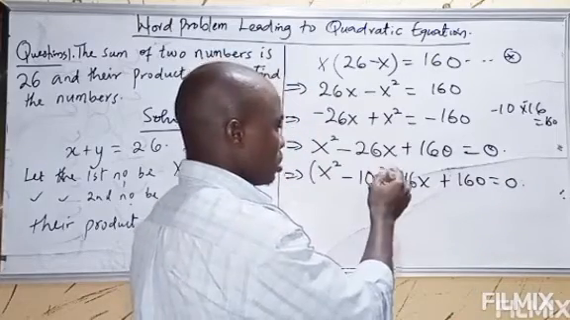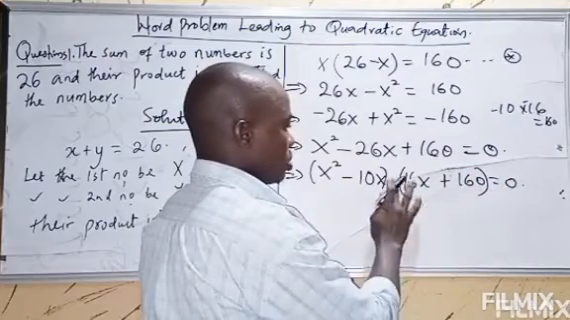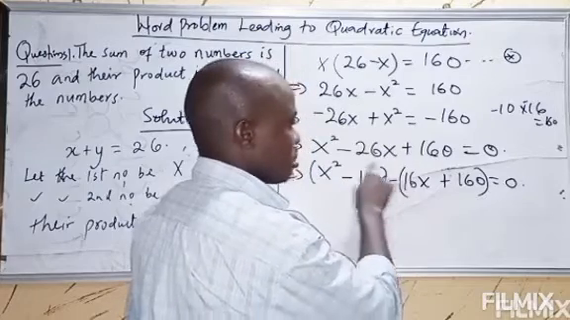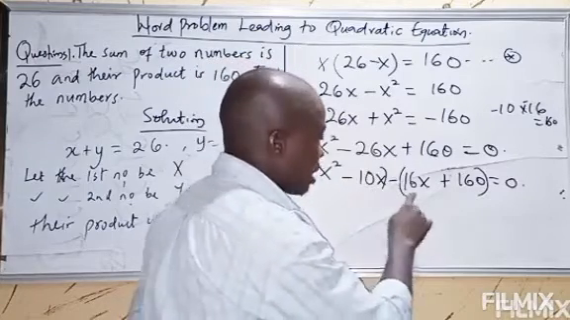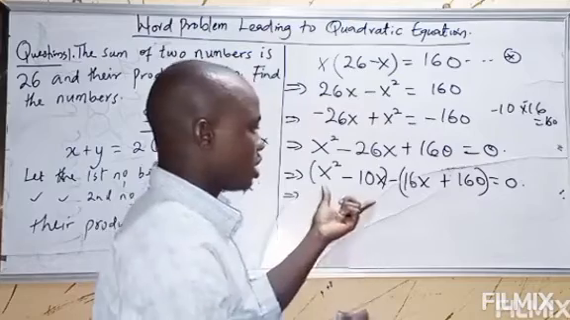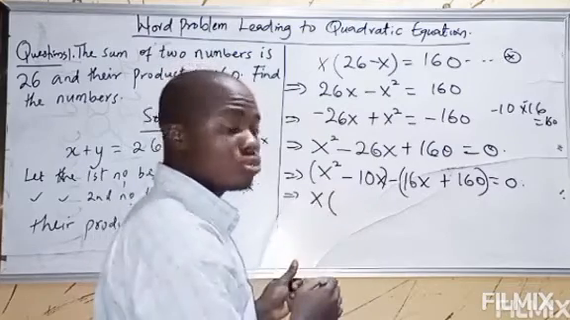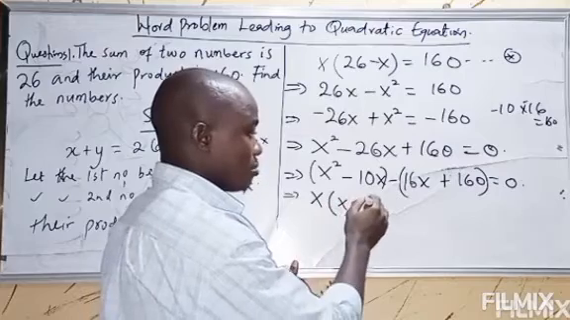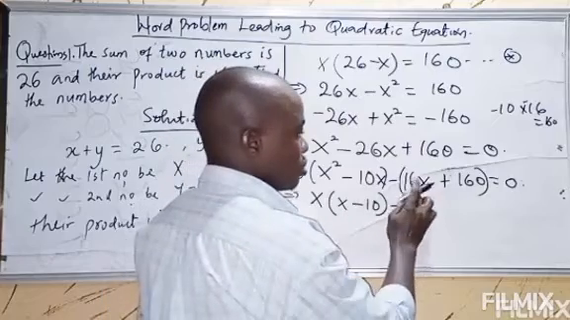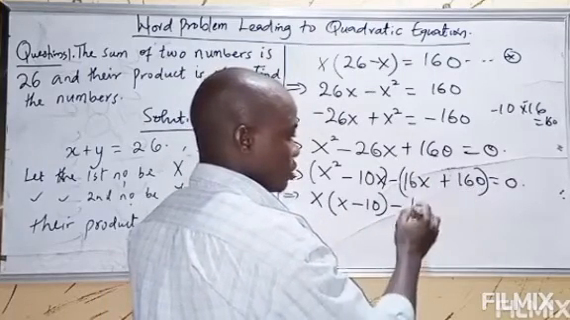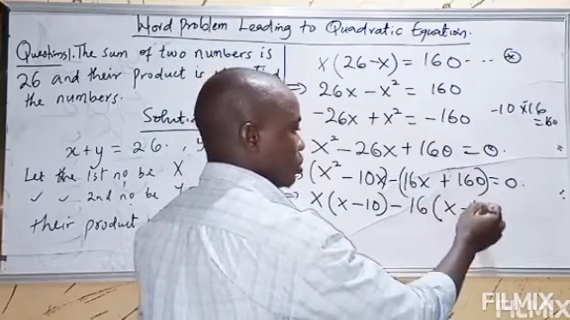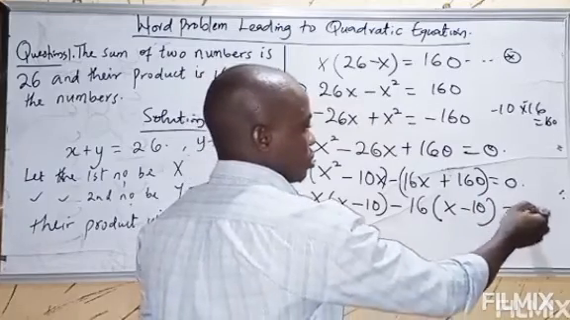So now try to group this into 2. What we did here, you can see that minus 10x minus 16x gives me minus 26x, and minus 10x multiplied by minus 16x will give me 160. So now from here, what is common here? X is common. Bring it out. So remain x inside minus 10. Then what is common here? I have my 16 to be common factor, remaining x minus 10, equals to 0.